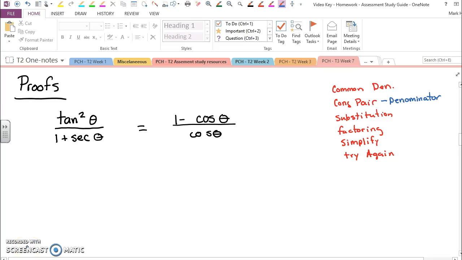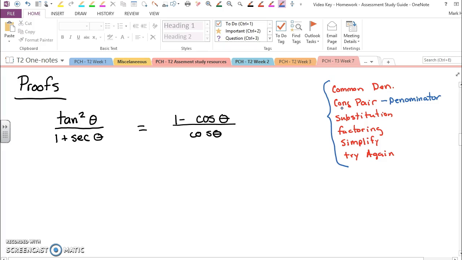We've been asked to prove that this is in fact a trig identity, and so over here we have all of our approaches, things that we could try. There's no addition here, so I can rule out common denominator, but conjugate pair seems like that might be appropriate.